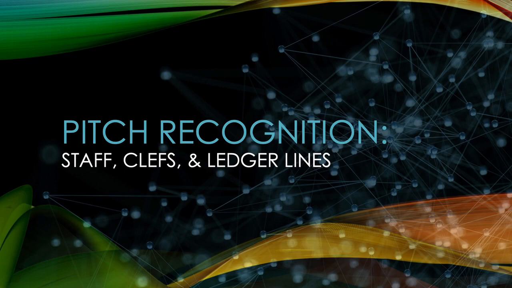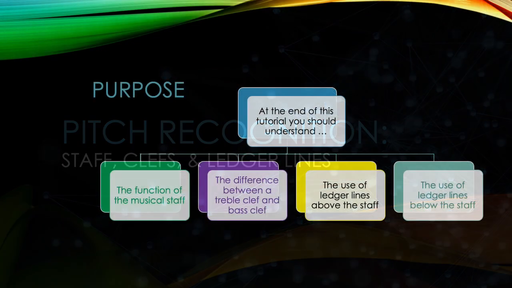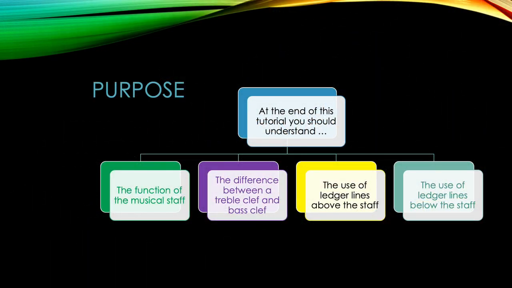A portion of the materials in this tutorial were taken from musictheory.net, a fantastic website to help students understand many facets of music theory. At the end of this tutorial, you should understand the function of the musical staff, the difference between a treble clef and a bass clef, the use of ledger lines above the staff, and the use of ledger lines below the staff.